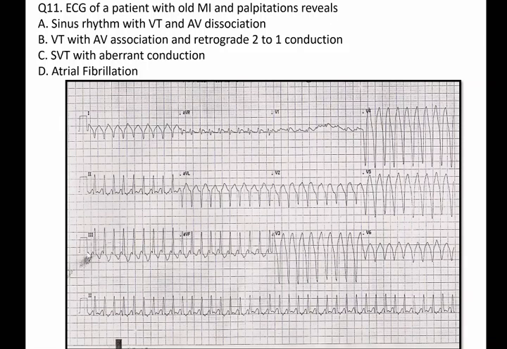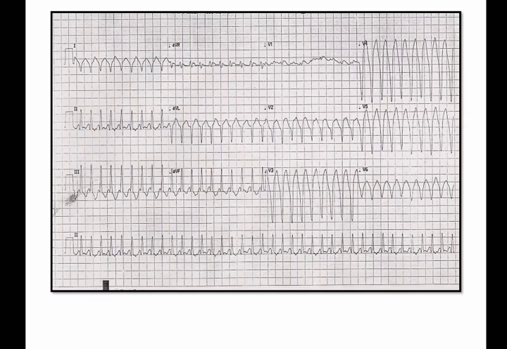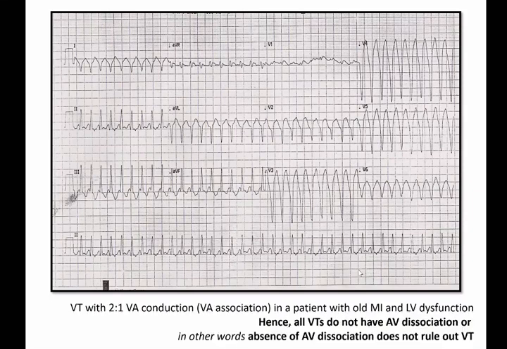And so the atrial rate is exactly half of the ventricular tachycardia rate. So there is no AV dissociation. And this is an example of a VT which does not have AV dissociation and in fact has 2-to-1 VA association. So a lot of learning and teaching points here. This is an example of VT with 2-to-1 VA conduction in a patient with old MI and LV dysfunction. Hence, all VTs do not have AV dissociation, or in other words, absence of AV dissociation does not rule out VT.